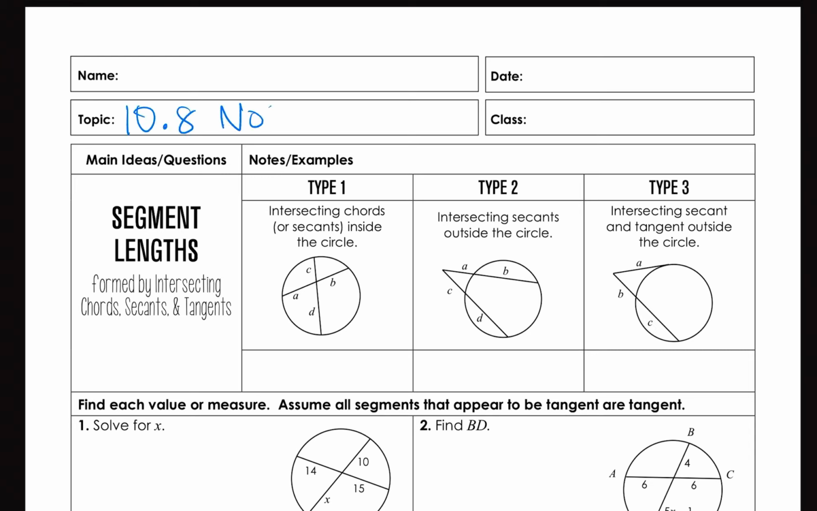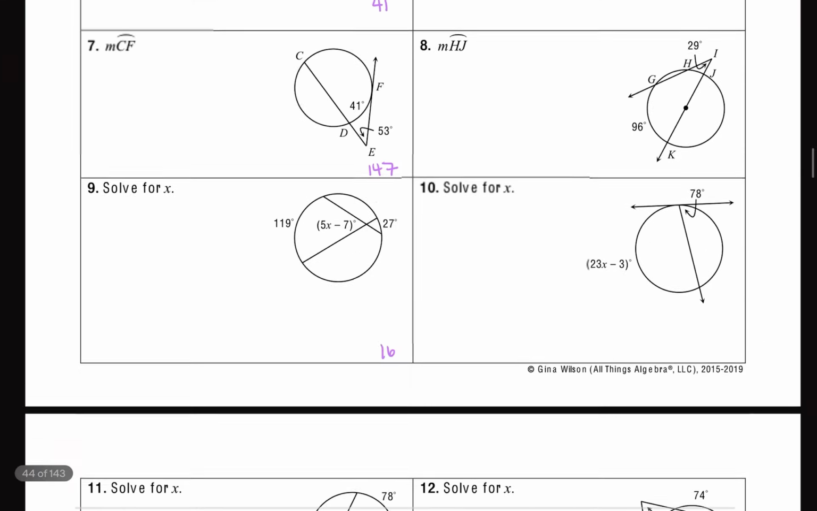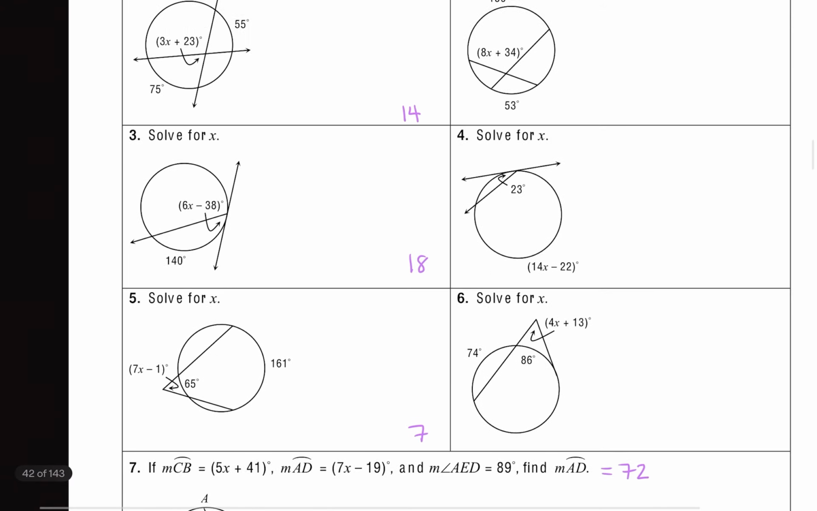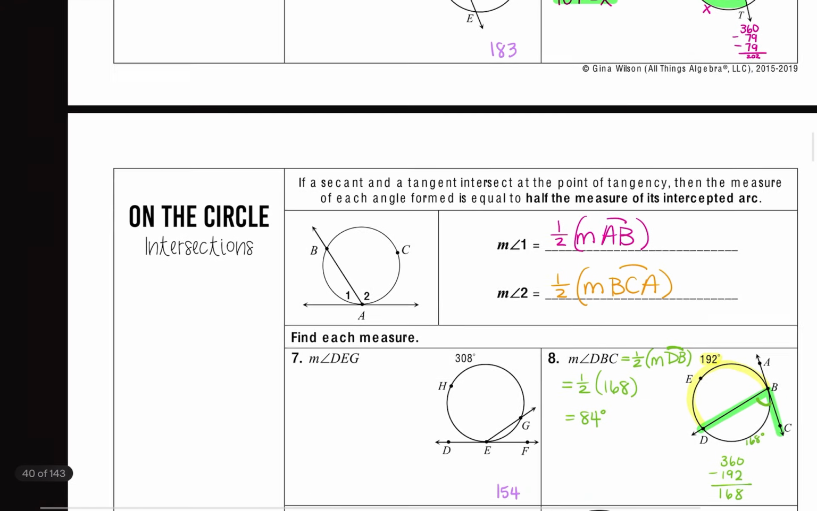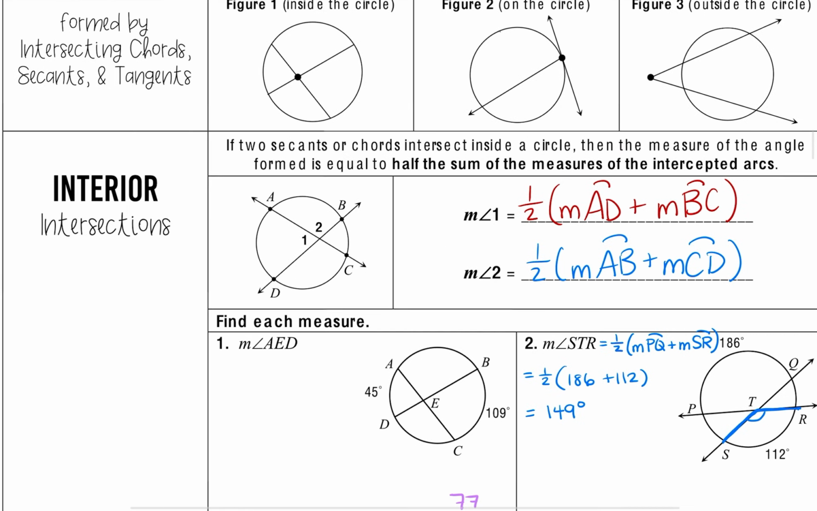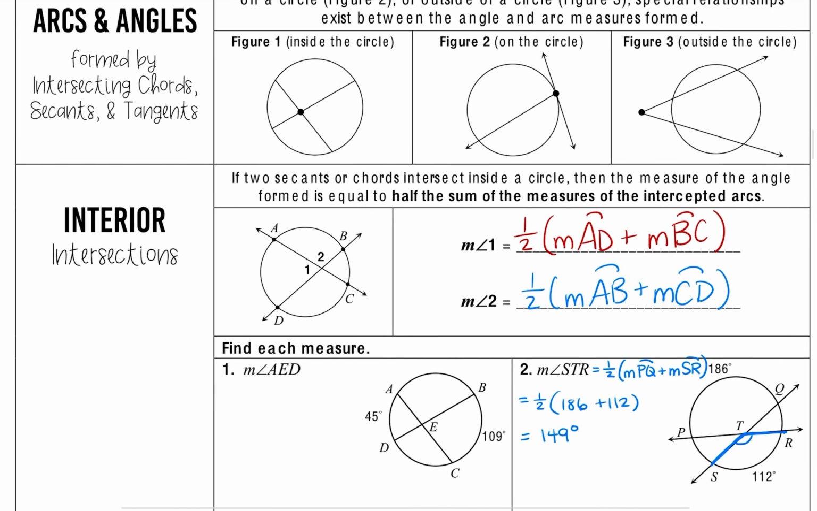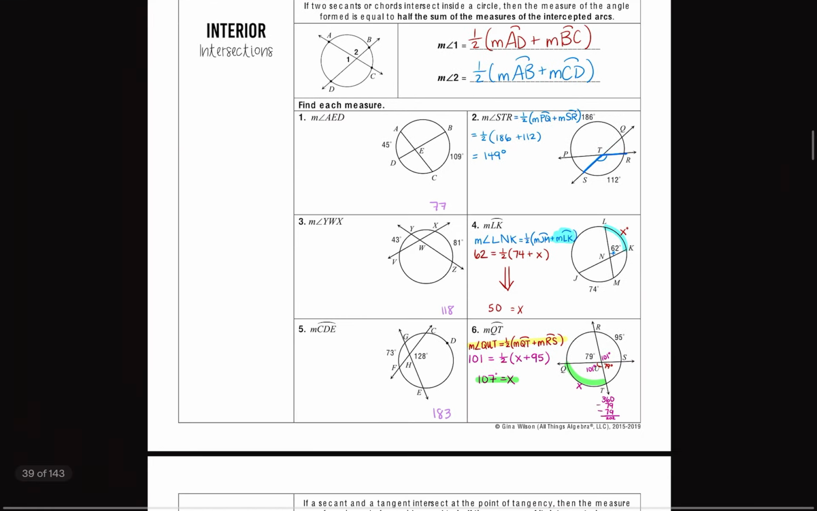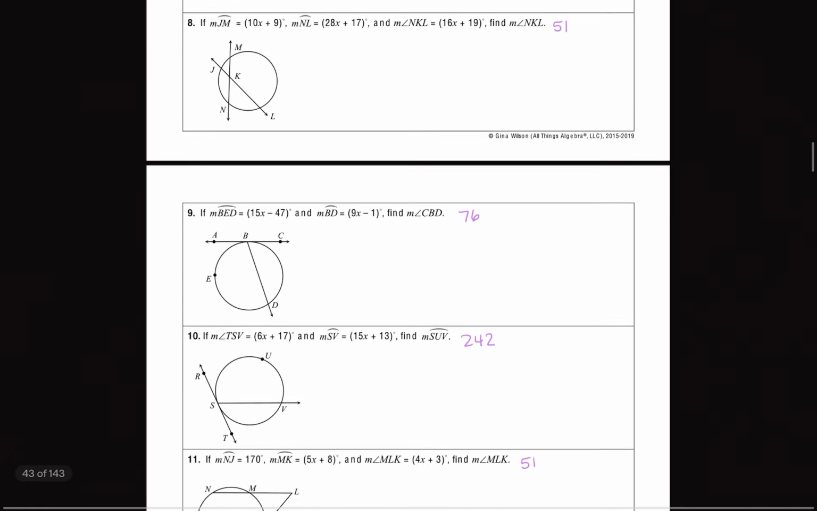Welcome to lesson 10.8. Quick recap, in 10.7, you learned how to find angle measures and arc measures when two lines are intersecting inside the circle, two lines intersect on the circle, or two lines are intersecting outside of the circle.